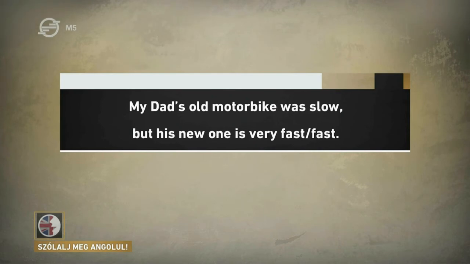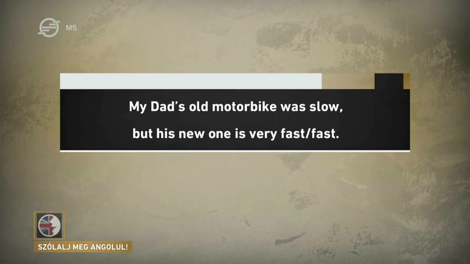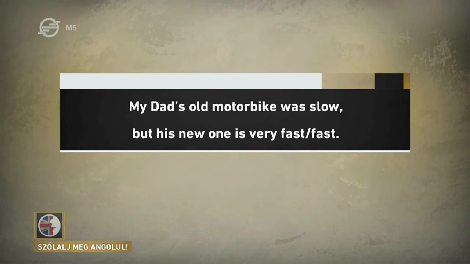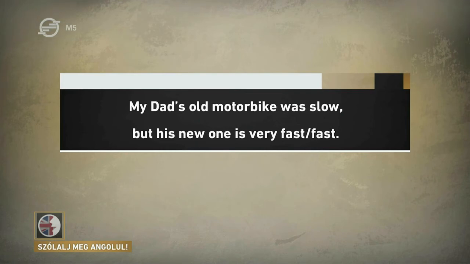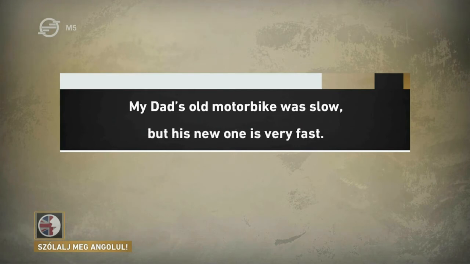Okay, so this is the last one before Enid gets here. My dad's old motorbike was slow, but his new one is very... So, what's the correct answer? Ha! You noticed. That was a trick question. Fast is both an adjective and an adverb. So, the correct answer is fast.